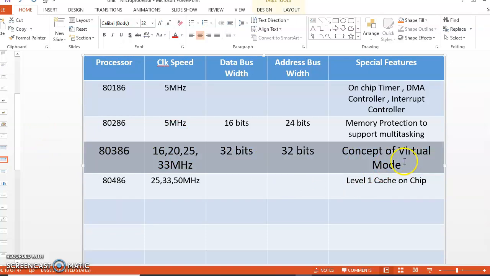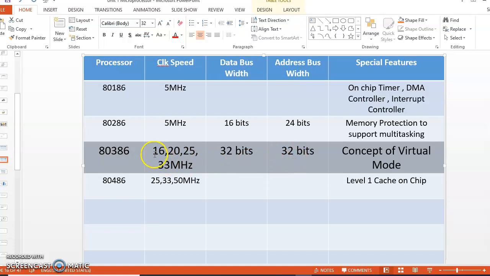So in our syllabus we have to study the 80386. This processor has a 32-bit data bus. So the registers will be 32 bit and the ALU will also be 32 bit. The address bus is 32 bit, meaning the size of memory is also 32. 2 raised to 32 means 4 gigabytes. 4 gigabytes is the size of memory that can be accessed.